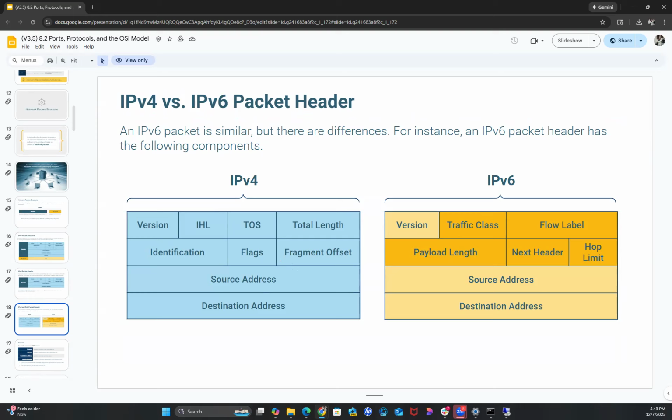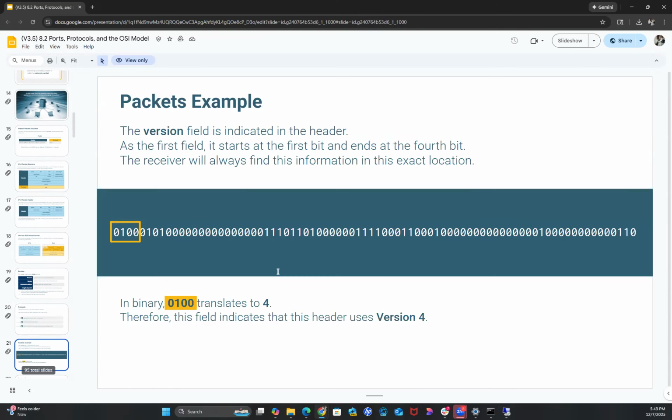Each part and field appears in an agreed upon order, so that the receiver knows exactly how to find specific information. This order is dictated by the rules of the protocol in use. For example, the version field is indicated in the header as the first field. It starts at the first bit and ends at the fourth bit. The receiver will always find this information in the exact location.